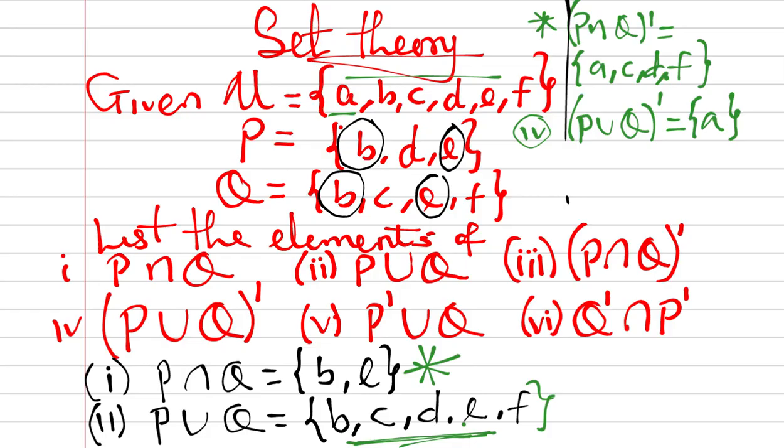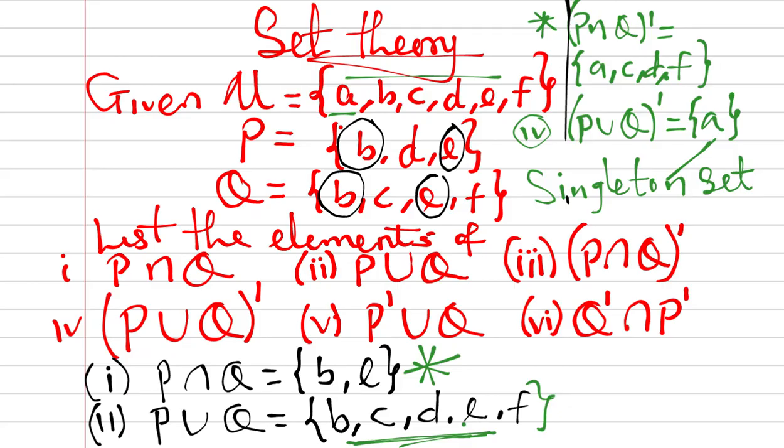Now this type of answer, where you got only one element, is what we call a singleton set. It's called a singleton set. That means a set whereby you have only one element. You can also call it a unit set. So if I ask you what is a singleton set, it means a set that has only one element, and it is also referred to as a unit set.